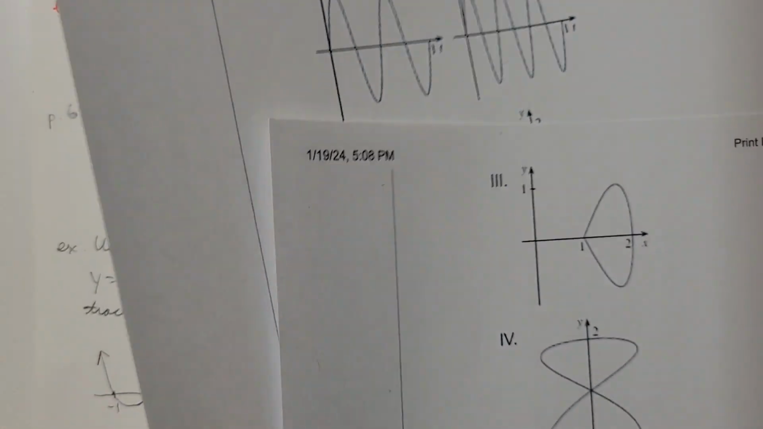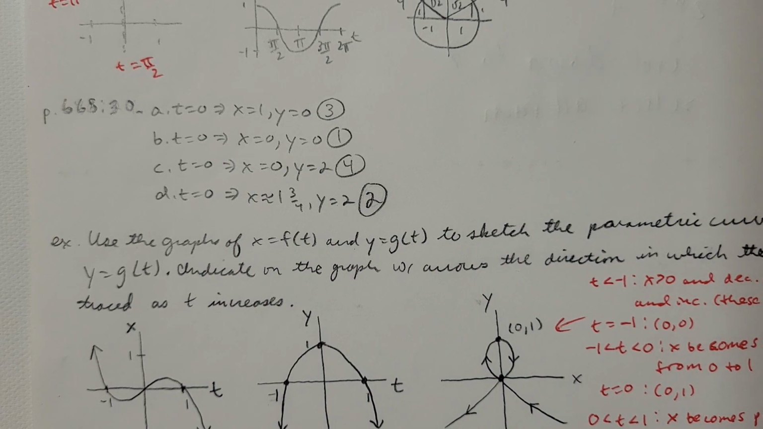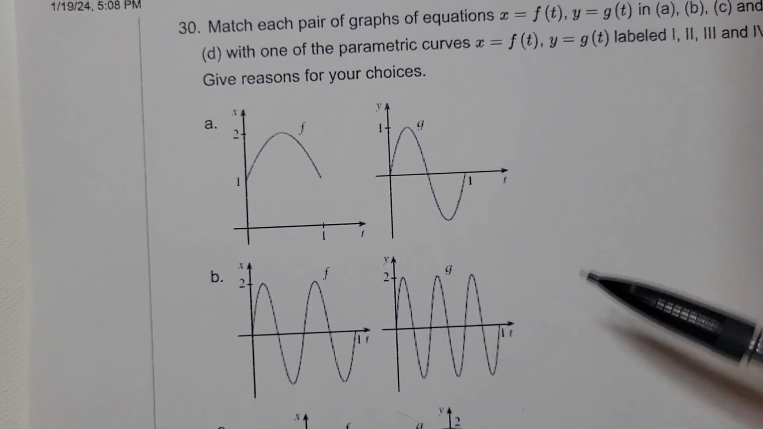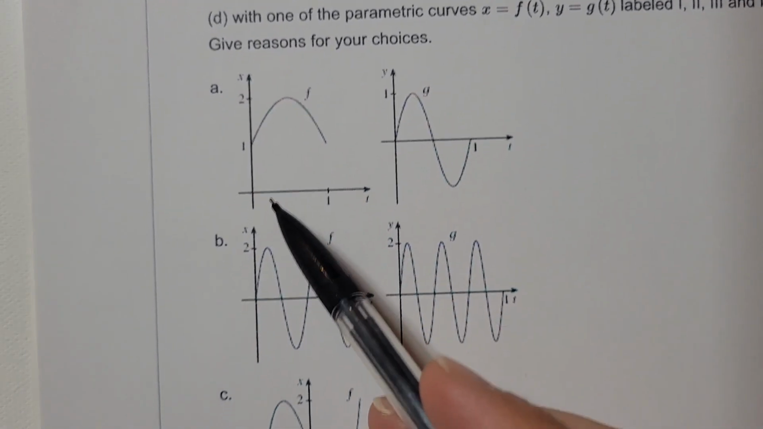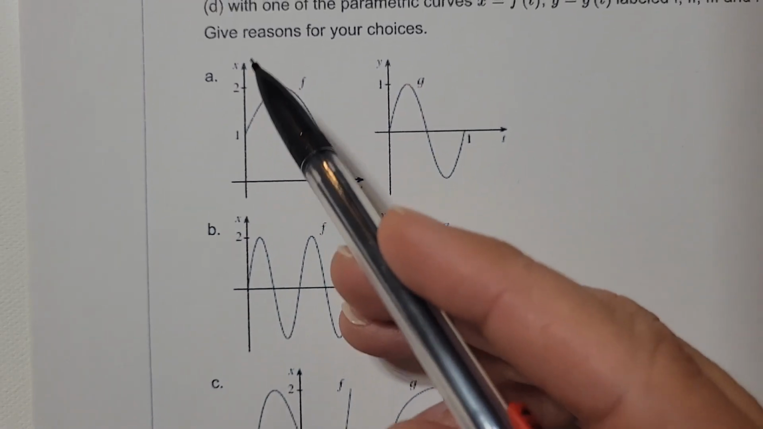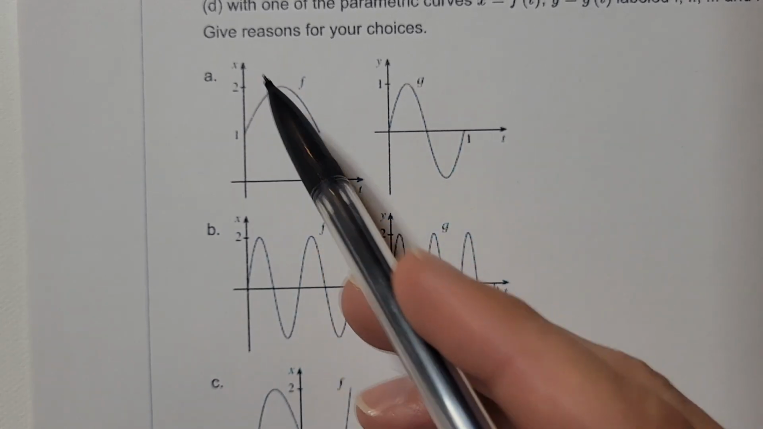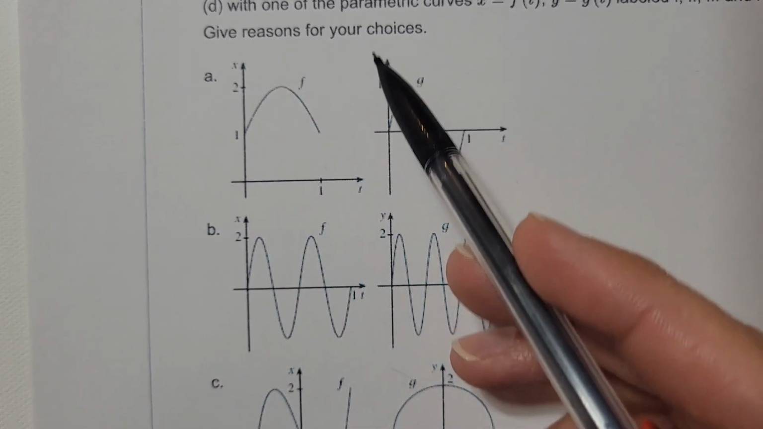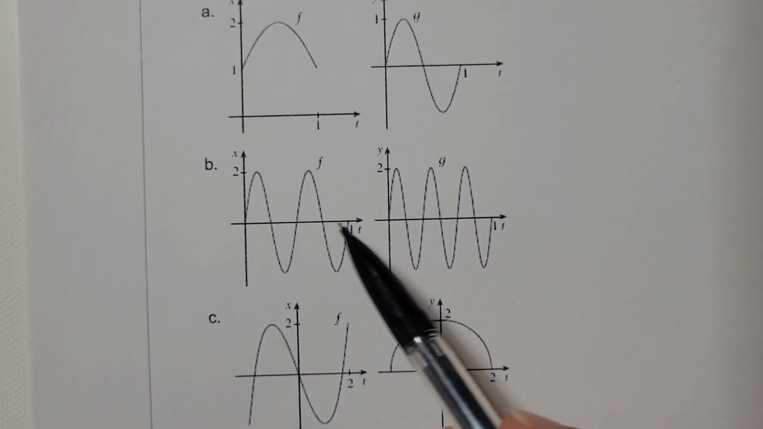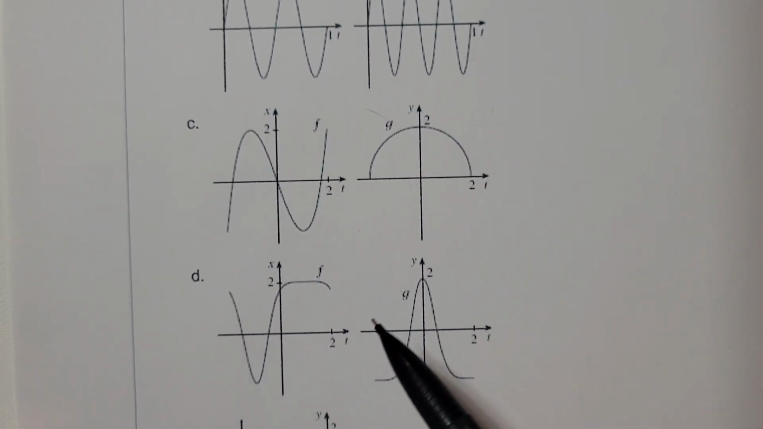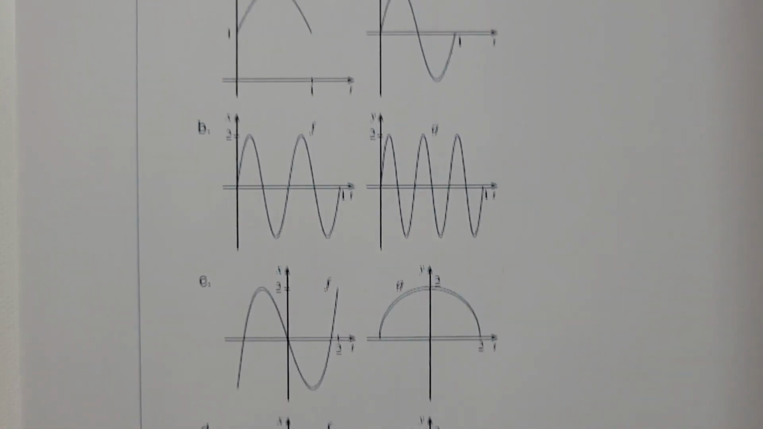Okay, so let's see. If we start off with t equals 0, on each one of these graphs from A through D, here's the t-axis, here's the x-axis, here's the t-axis, here's the y-axis. And that's the same thing on all these graphs A through D.